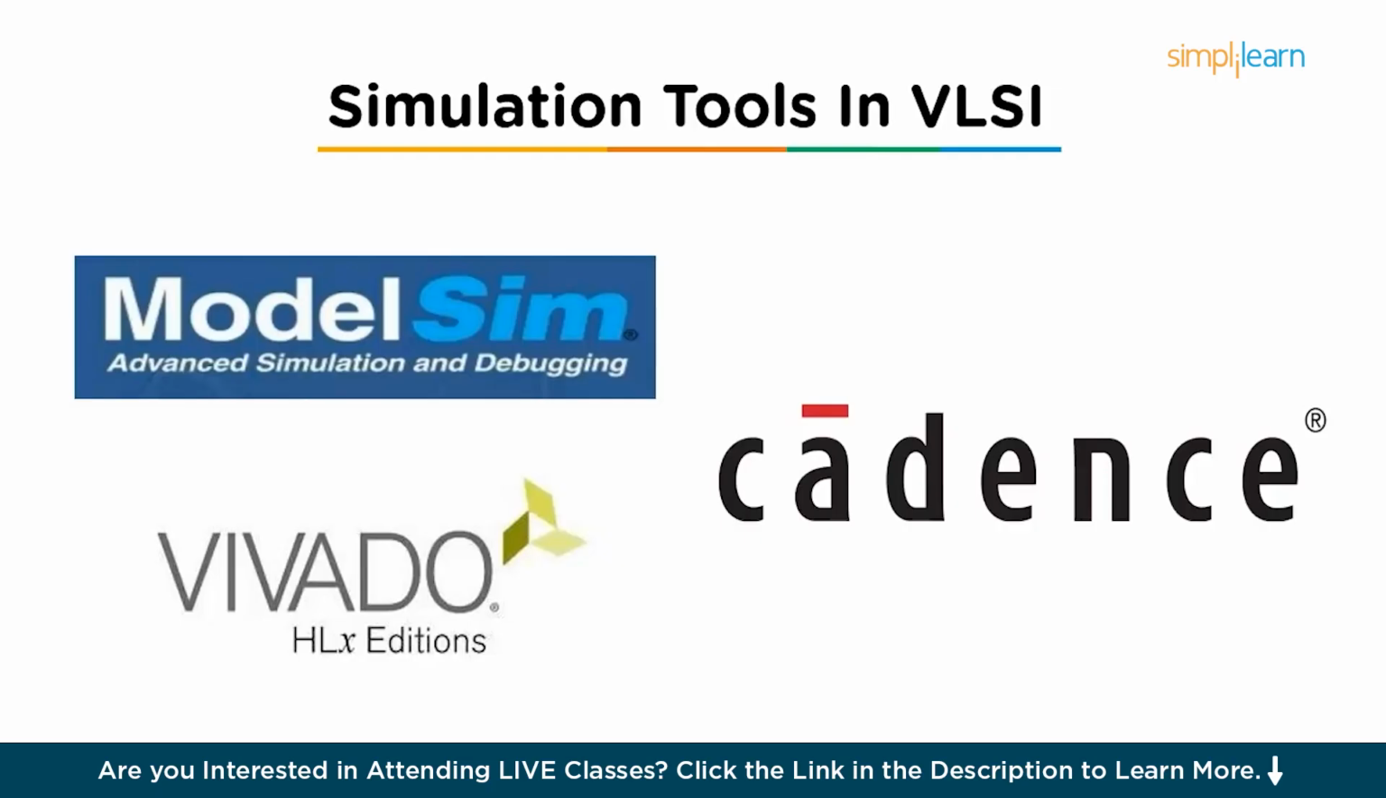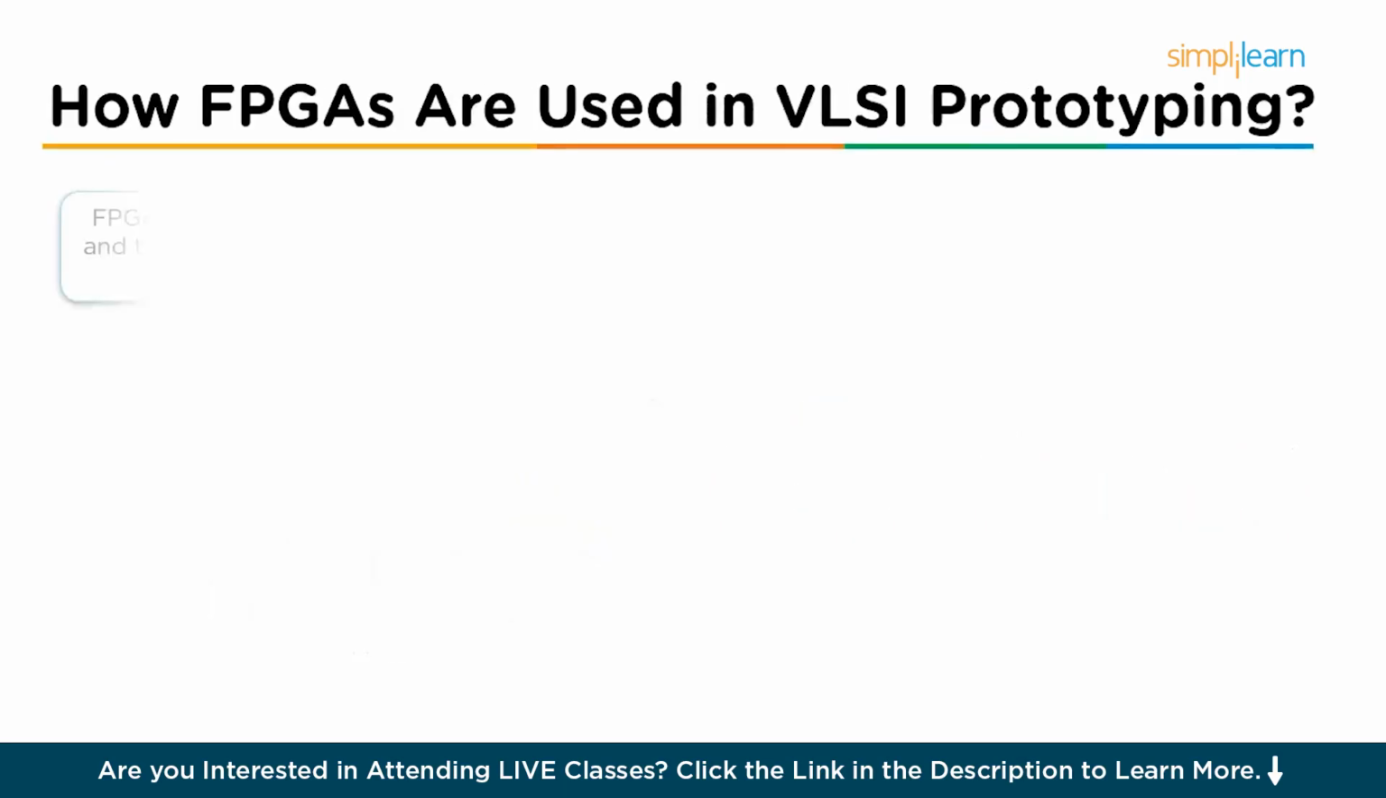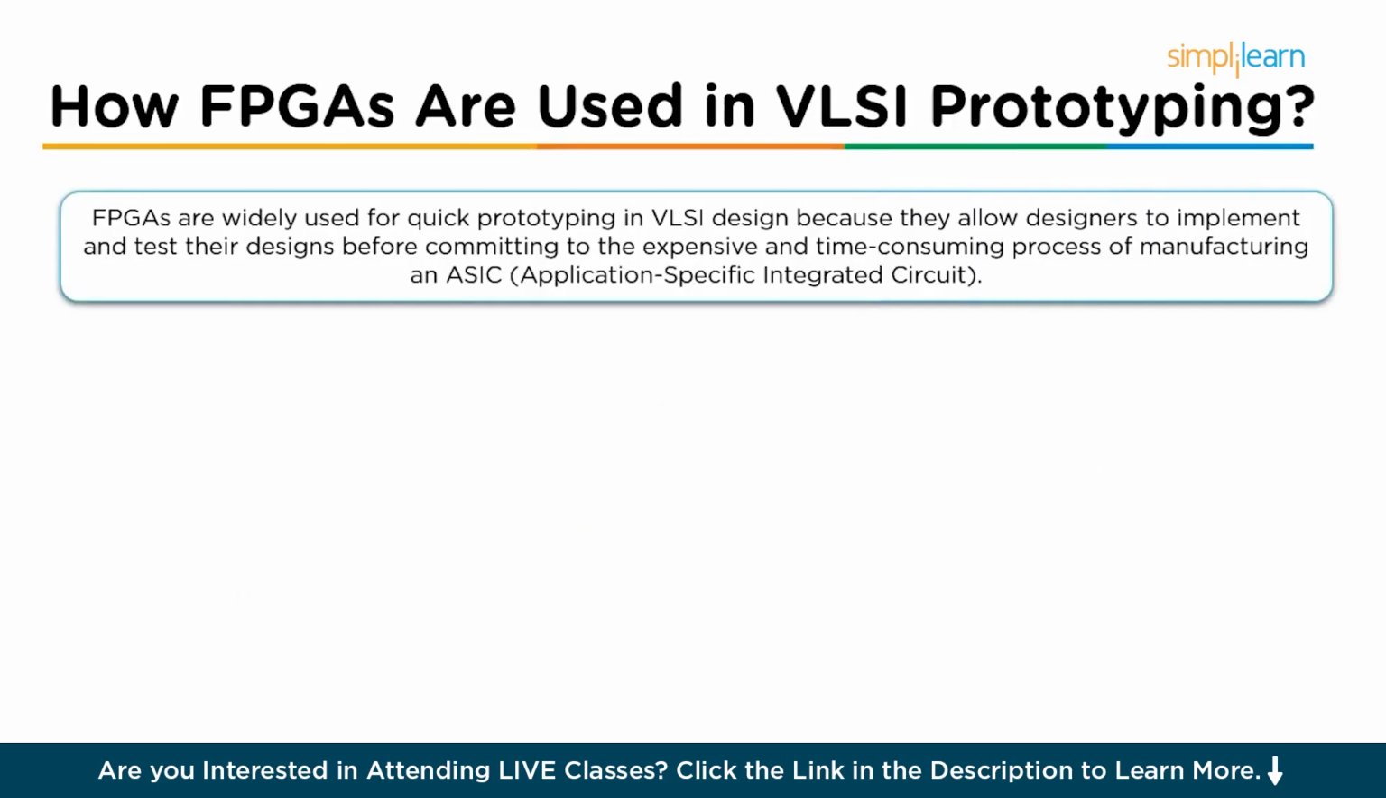Fine. So now after understanding the simulation part, let's understand what FPGAs are and how FPGAs are used in VLSI prototyping. FPGAs are widely used for quick prototyping in VLSI design because they allow designers to implement and test their design before committing to the expensive and time-consuming process of manufacturing an ASIC, application-specific integrated circuit. With an FPGA, a designer can implement the Verilog descriptions of a chip and test it in hardware, allowing for early detection of issues that may not have been apparent in simulation.